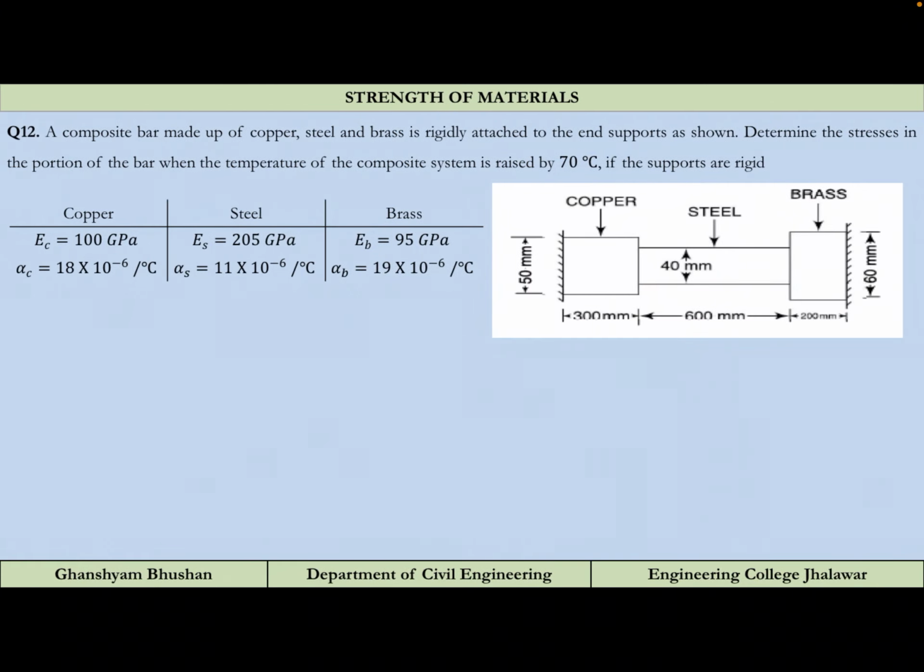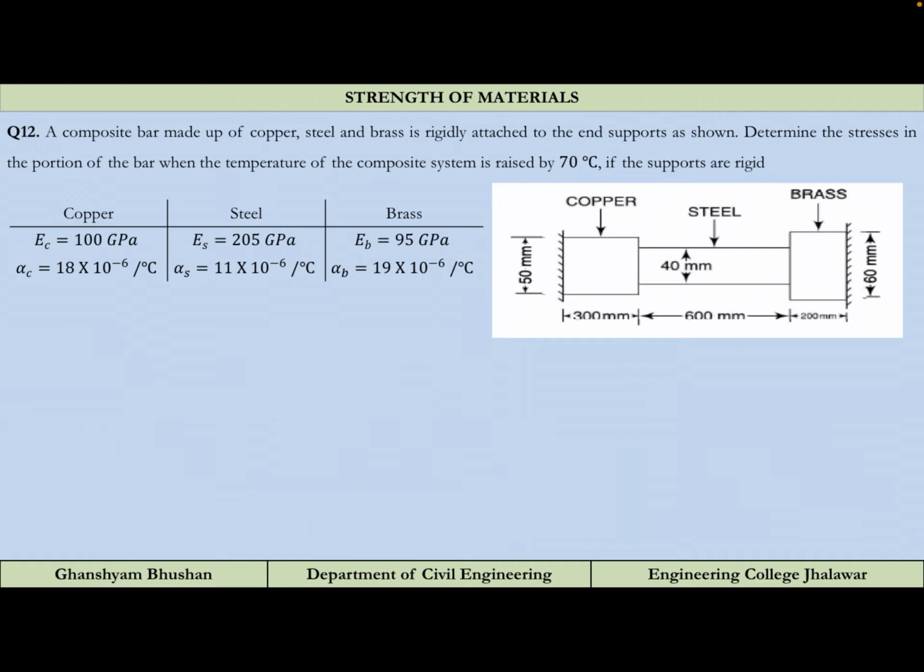Now let us see our next problem. It is a composite bar of various cross sections, and the materials are also different. A composite bar made up of copper, steel and brass is rigidly attached to the end supports as shown. So the ends are fixed. It will not be able to move if we raise the temperature. Determine the stresses in the portions of the bar when the temperature of the composite system is raised by 70 degrees Celsius if the supports are rigid.